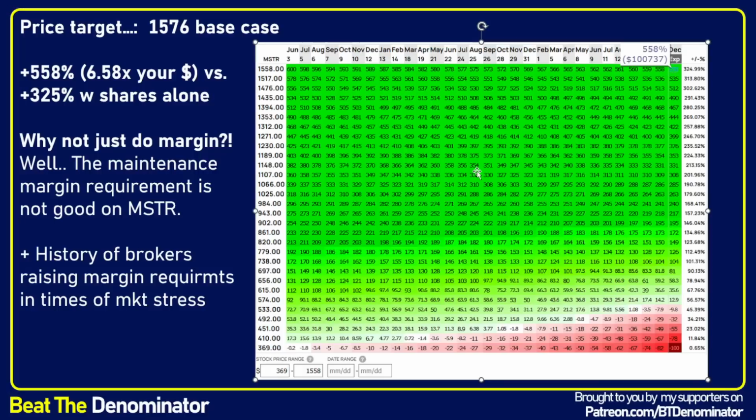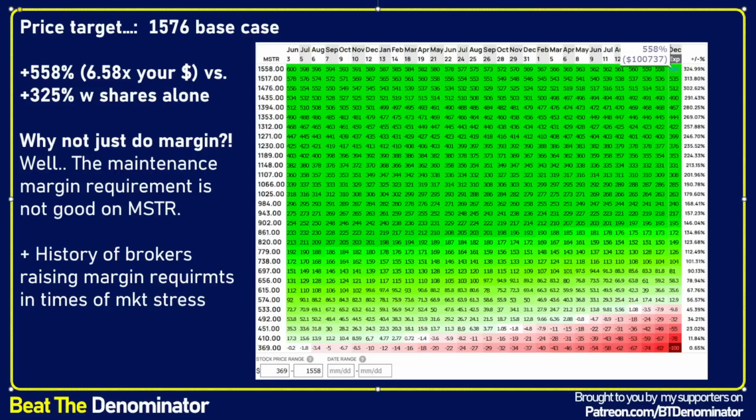So in this specific situation, I think the LEAPS make more sense. Unfortunately, for all of the other BTC treasury companies who have 100% maintenance requirement, the LEAPS are the only thing you can do, right? And if you're in a retirement account, the LEAPS are the only thing you can do. But if you're in a retirement account, you're likely not going to exercise those LEAPS. It makes little sense, right? Because you wouldn't pay tax in a retirement account. Anyways, that's for the price target of the base case, a 1576 price target.